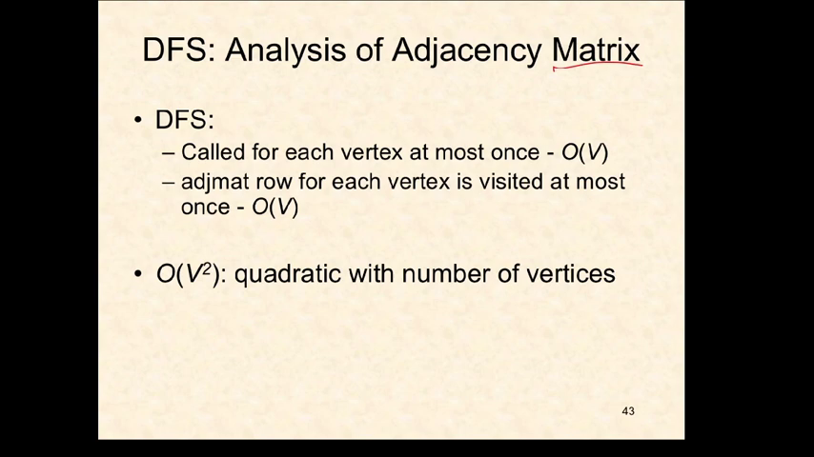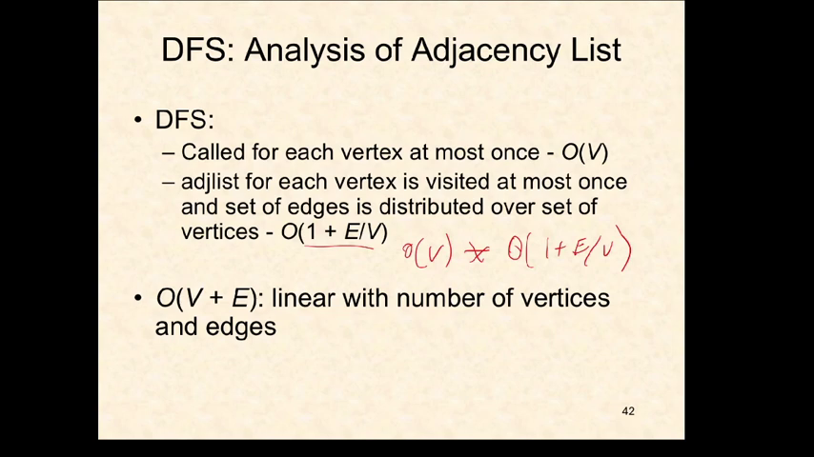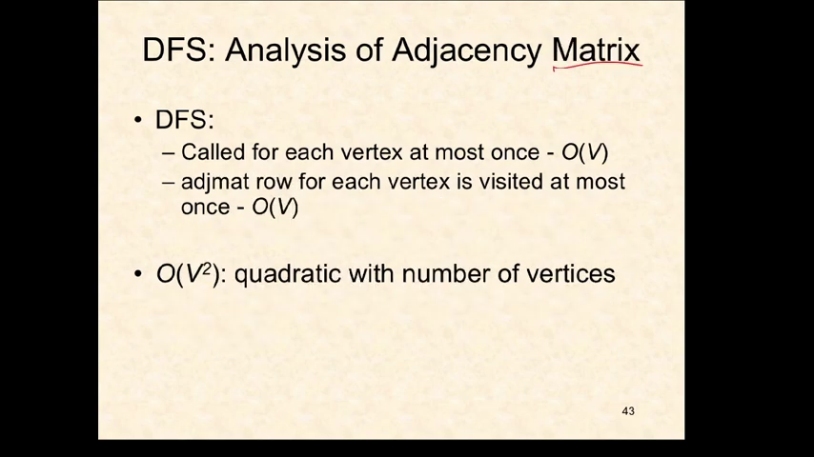So our complexity here looks like the adjacency list is the way to go because it's O of E plus V. It's linear instead of O of V squared, which is quadratic. It's not that the adjacency matrix is better or that the adjacency list is better. It depends on, is your graph dense or sparse?